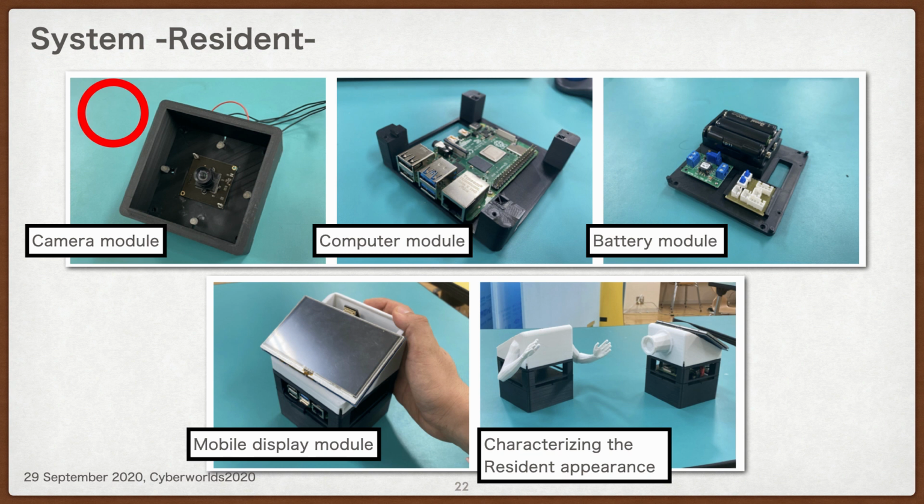The computer module has a single board computer, Raspberry Pi. This module can calculate the position and the direction via image processing, and receive the image of the virtual space from Unity and display it on this display. This is a battery module. The resident can run both wired and wireless. The mobile display module has a 5 inch display and shows a shared FPP. In addition, the module can be customized to characterize the resident appearance.